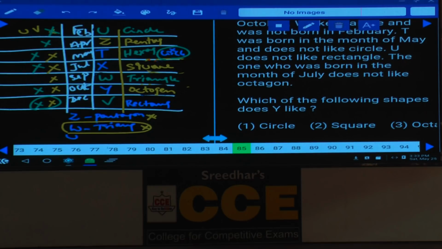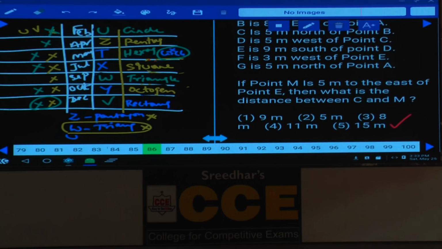Then question number 85, which of the following shapes does Y like? As Y likes octagon, that is choice 3. Now this is about question numbers 81 to 85. Done with this? Then after this 81 to 85, the next two are based on directions. Now how many questions are there? There are two questions given on these directions here.